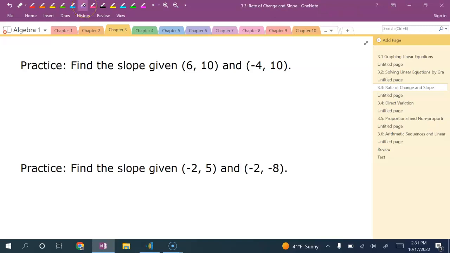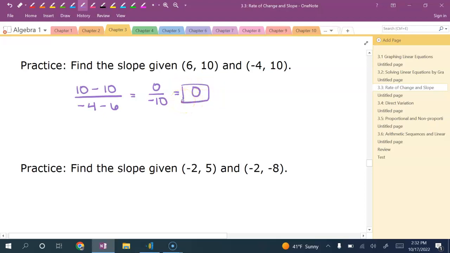So for the first one, to set it up, I would have done 10 minus 10 over negative 4 minus 6. This should be 0 over negative 10, which simplifies down to 0. And for the second practice problem, I would have done negative 8 minus 5 over negative 2 minus negative 2. On the top there, you're going to get negative 13. On the bottom, if you do your keep change rule here, you end up canceling those out and you get a 0, which would be undefined.